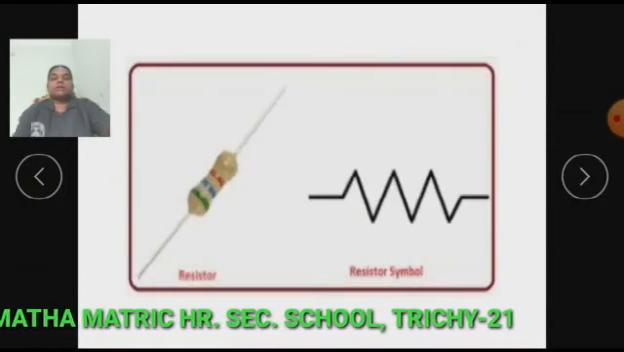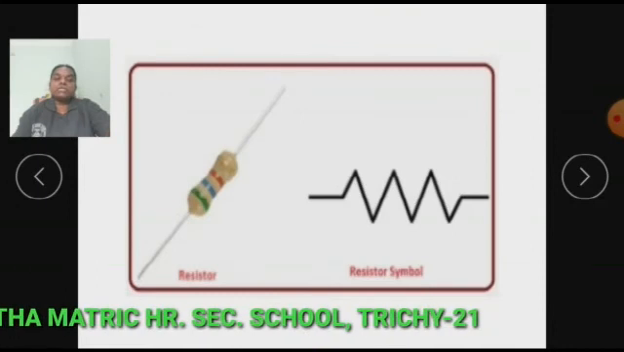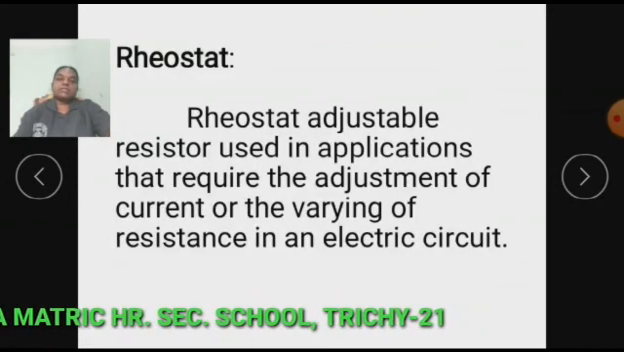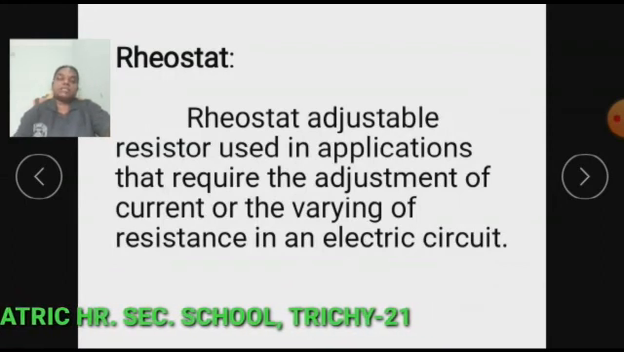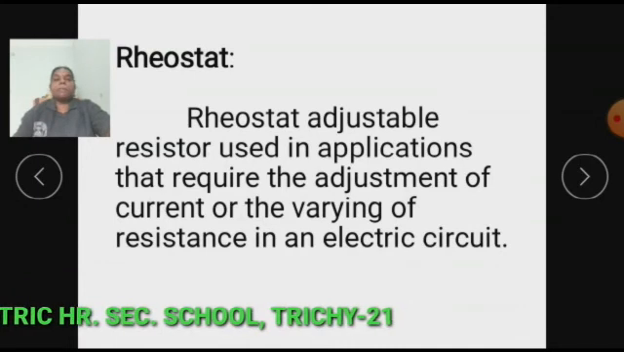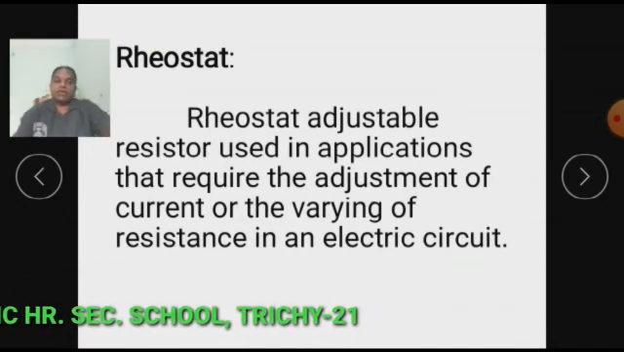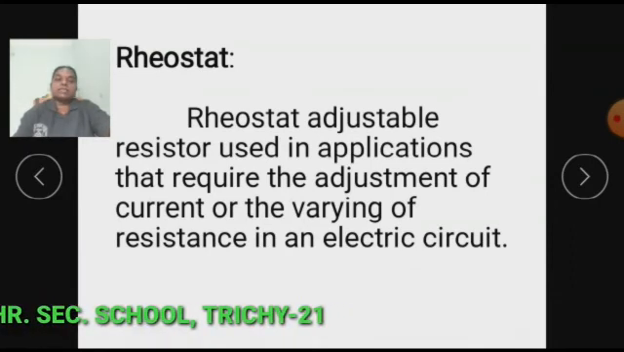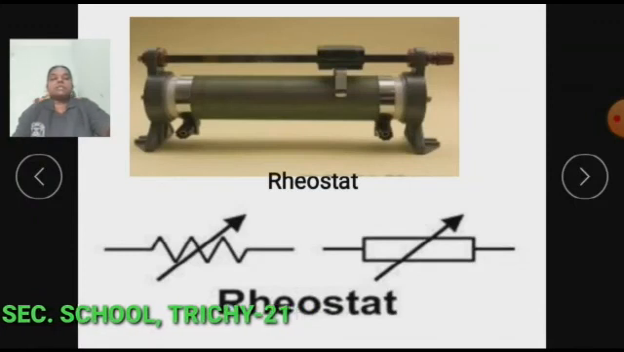In this figure, the resistor and the symbol of resistor are shown. Rheostat. Rheostat is an adjustable resistor used in applications that require the adjustment of current or the varying resistance in an electric circuit. In this figure, rheostat and the symbol of rheostat are shown.